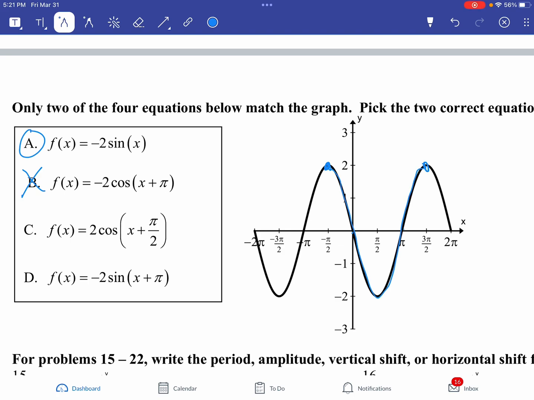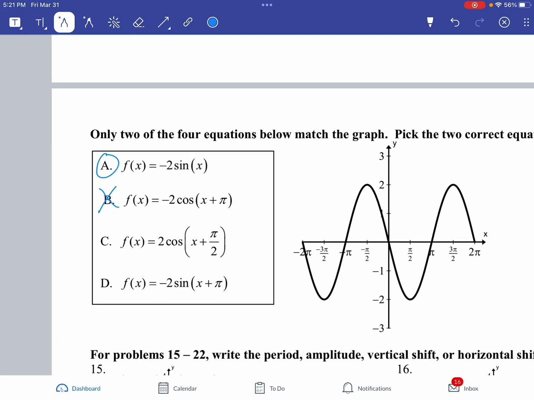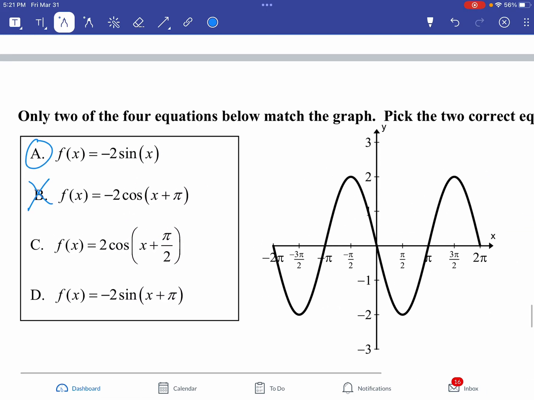That does make sense based on where the graph is beginning. So we're going to put C as our other answer. I'm just going to go through D to show you how this works.